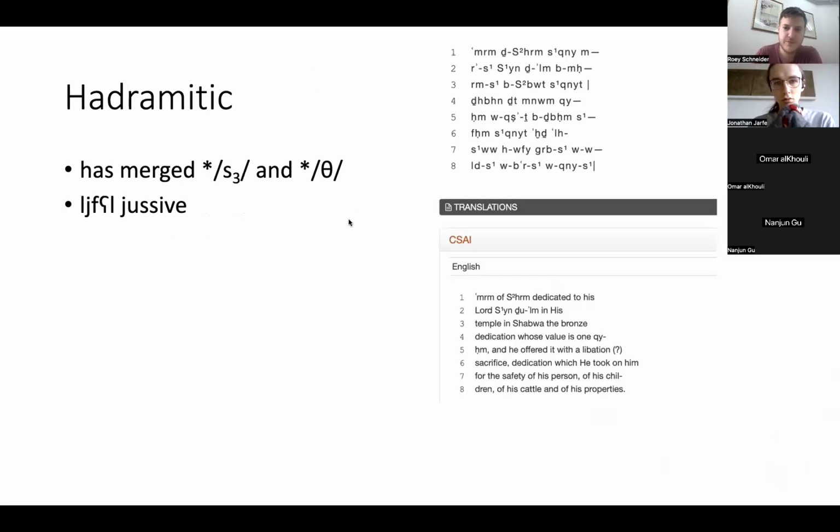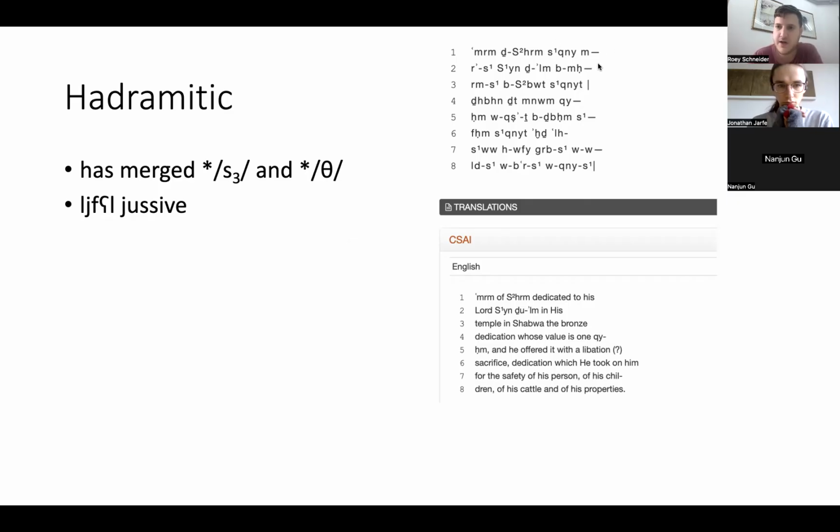And last one, Hadramitic, as I said, has merged the S3 and the voiceless interdental, probably also the voiced interdental and emphatic interdental, but we don't have as much evidence for that, unfortunately. And it also has a liyaf al-jasiv that we've also seen before in Minaic.